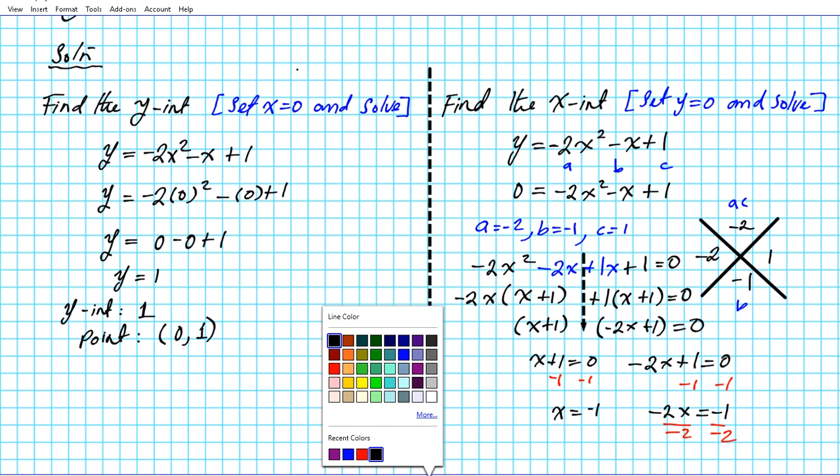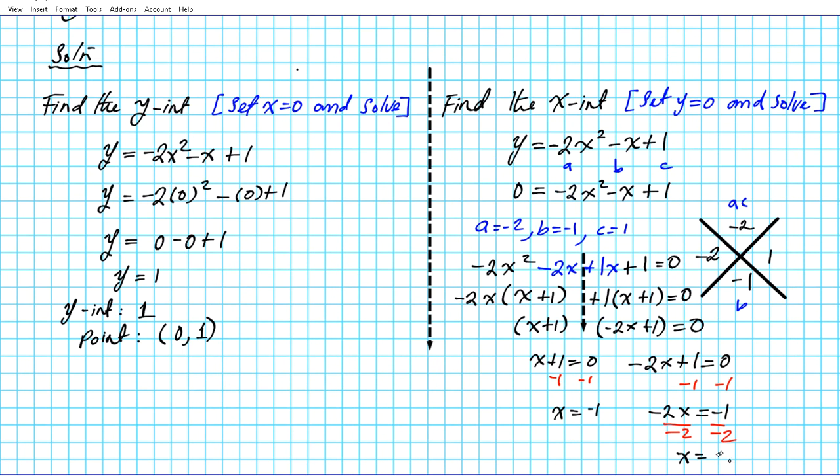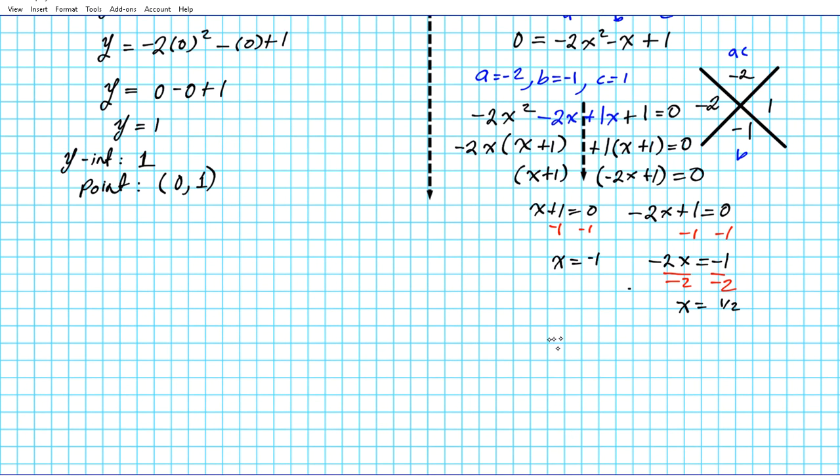So our x-intercepts are negative 1 and 1/2. If we want to write them as points, our x-intercepts will be (negative 1, 0) and (1/2, 0). That's basically how you find the intercepts of a quadratic function.